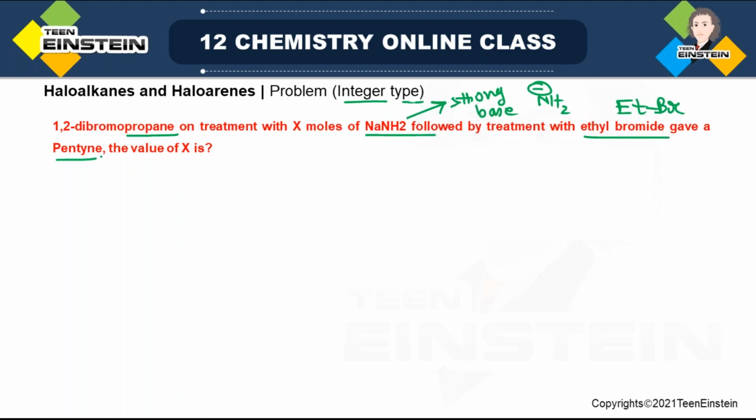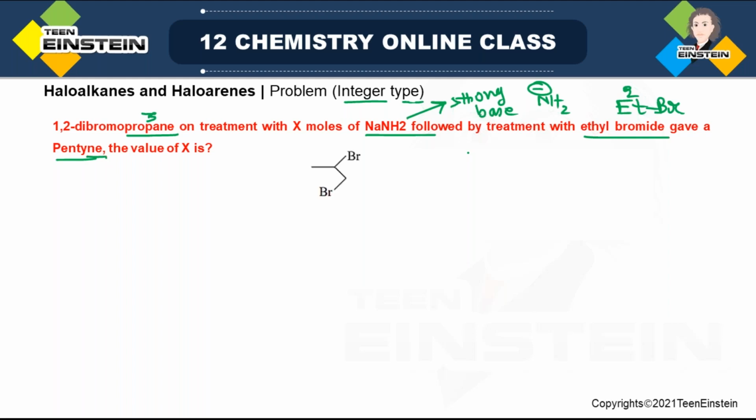It gave pentyne. Okay, pentyne means it is a 5 carbon chain, but as it is yne, that means a triple bond will be there. Though we do not know what is the position of the triple bond, that is not important. The important thing is we are getting a C≡C triple bond. You have started with 1,2-dibromopropane. So here the total number of carbon is basically a 3 carbon chain. And from EtBr you are getting 2 more carbon. That means total number of carbon 3 plus 2, it is 5. And that is why the final molecule is pentyne, which is containing 5 carbon.